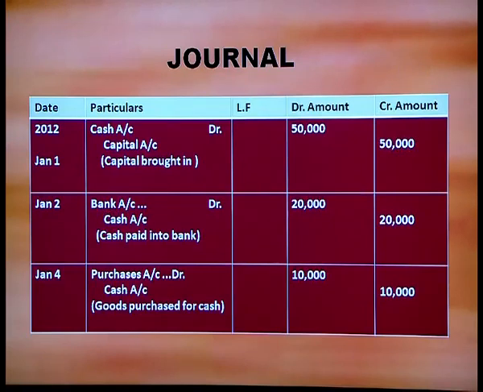We will write the narration after writing the account to be debited and account to be credited. Narration here is capital brought in. Then the amount in the debit amount column and in the credit amount column. Second entry, we will write the date in the date column. Then the account to be debited is bank account. Account to be credited is cash account. Cash paid into bank. Bank account debit to cash. Amount 20,000 in the debit column and 20,000 in the credit column.